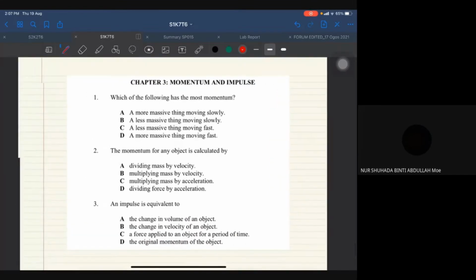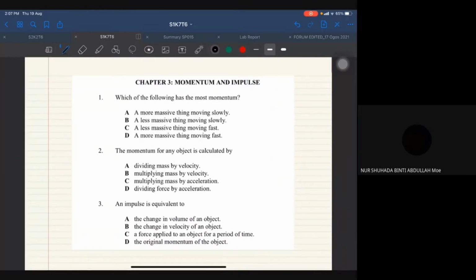P is equals to mv, yes. P is equals to mv, so P depends on mass and velocity. If you have a higher mass or higher velocity, that means our momentum will become larger as well. So the question wants to find the most momentum. So obviously it needs to be more massive and have higher velocity. So the answer would be donkey.